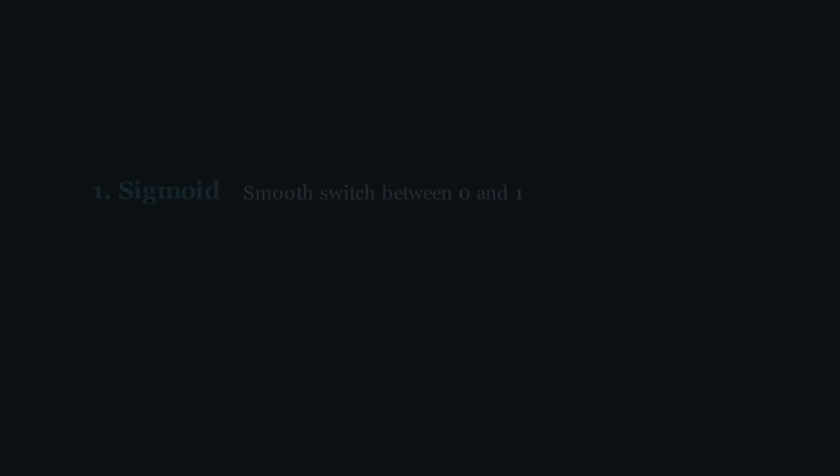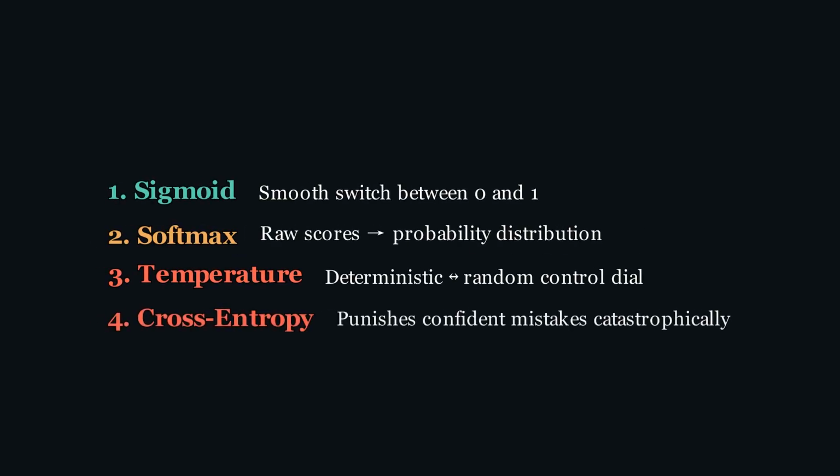Let's bring it all together. Today we learned 4 ideas. The sigmoid, a smooth switch between 0 and 1. Softmax, turning raw scores into a full probability distribution. Temperature, one number that controls the spectrum from certainty to creativity. And cross-entropy, a loss function that catastrophically punishes confident mistakes.